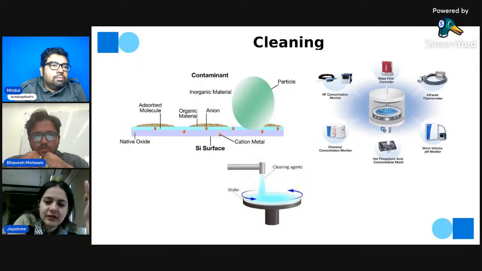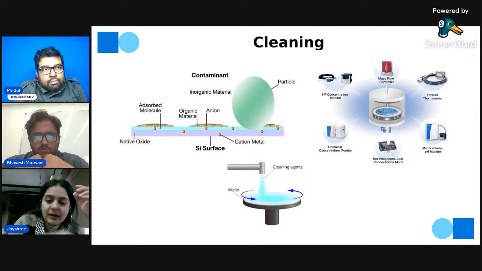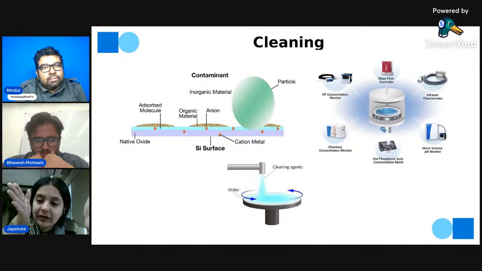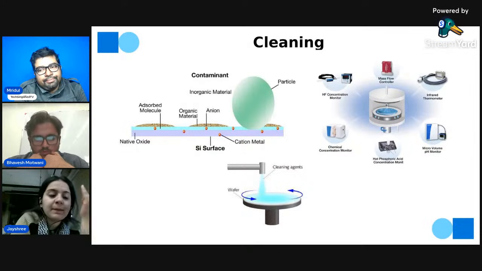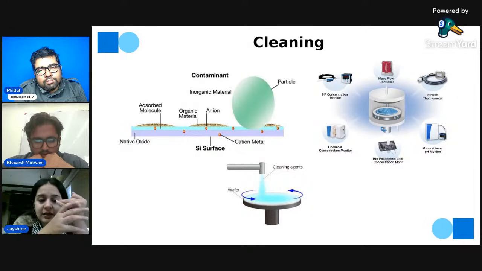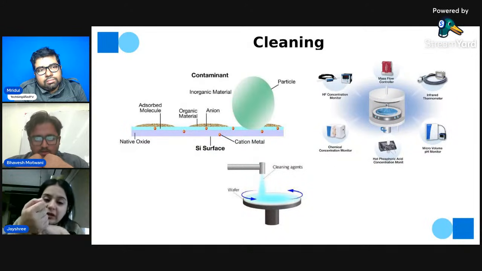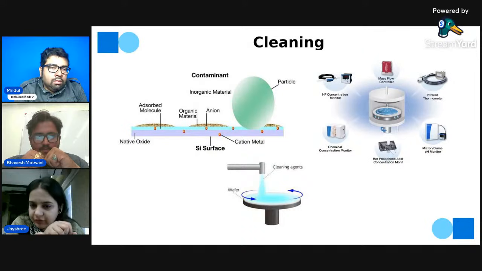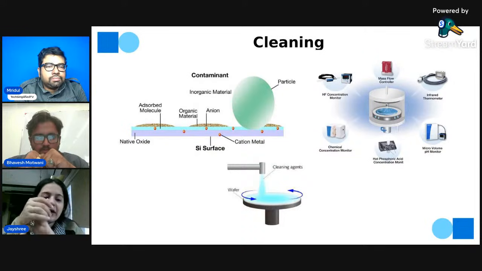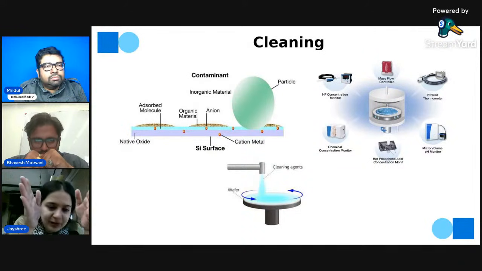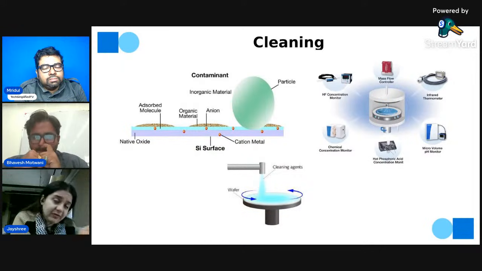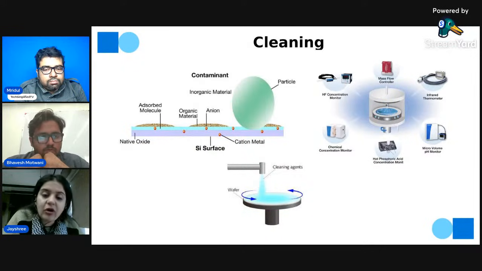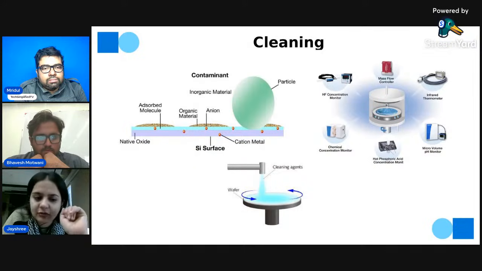Firstly, step one is dry cleaning. I mean, the first one is organic cleaning, then inorganic cleaning, and then again dry cleaning. There is acetone, which removes organic impurities sitting on the wafer. Then in step two, there is IPA, which removes the residue impurities left by acetone on the surface, eventually the acetone itself.